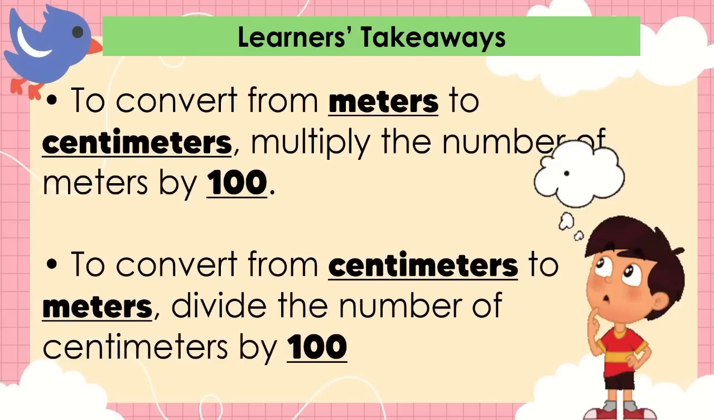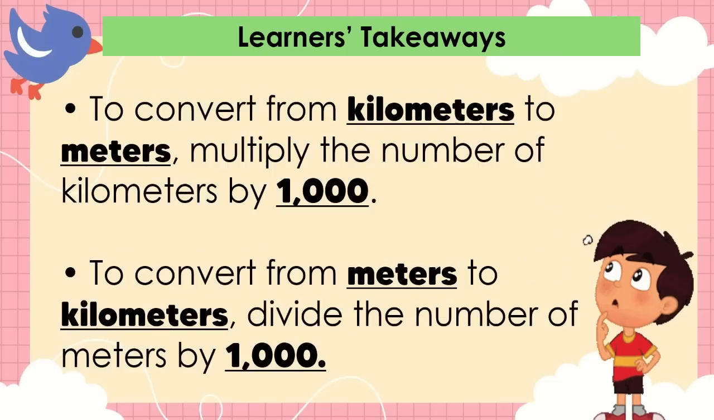So here are the correct answers. To convert from meters to centimeters, multiply the number of meters by 100. To convert from centimeters to meters, divide the number of centimeters by 100. To convert from kilometers to meters, multiply the number of kilometers by 1,000. To convert from meters to kilometers, divide the number of meters by 1,000.